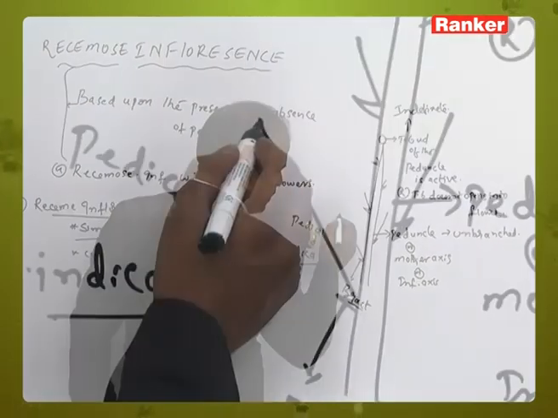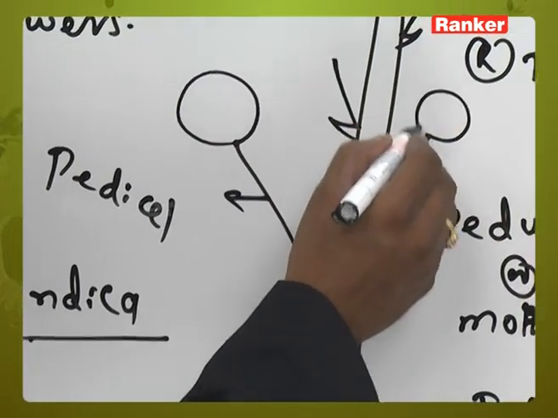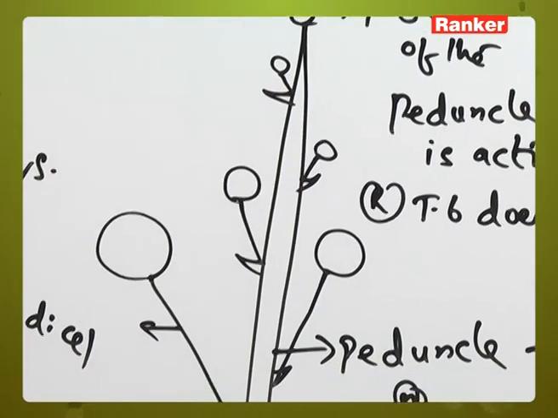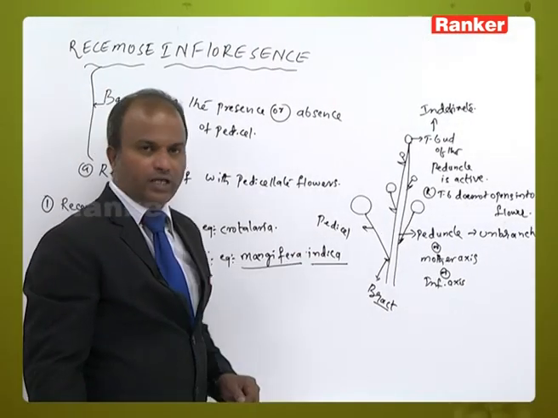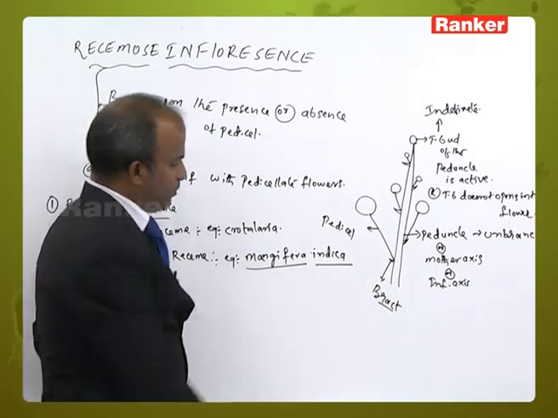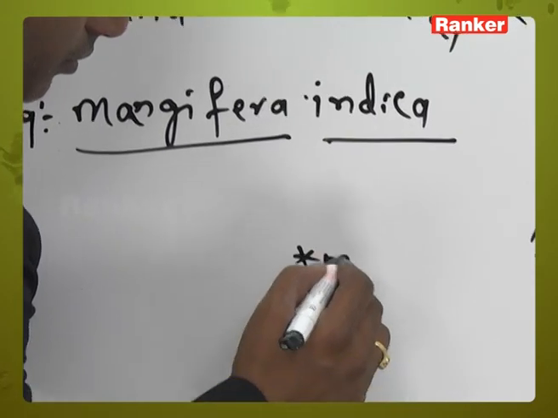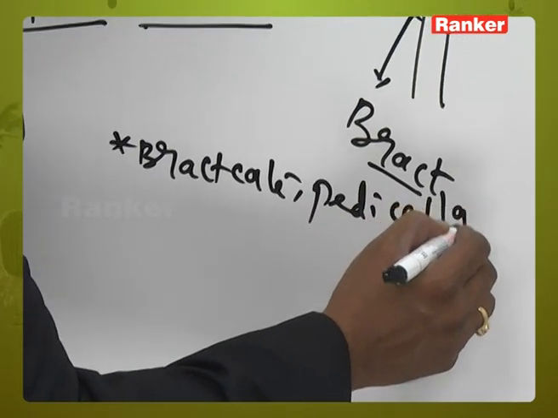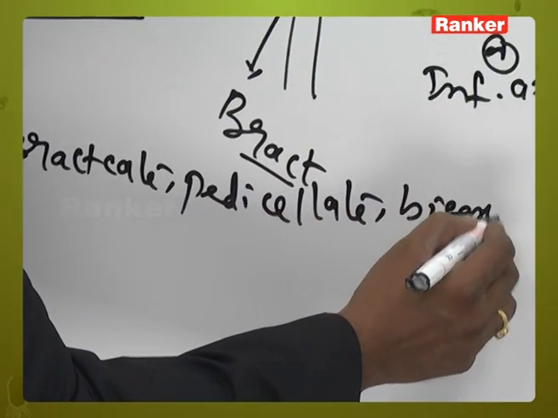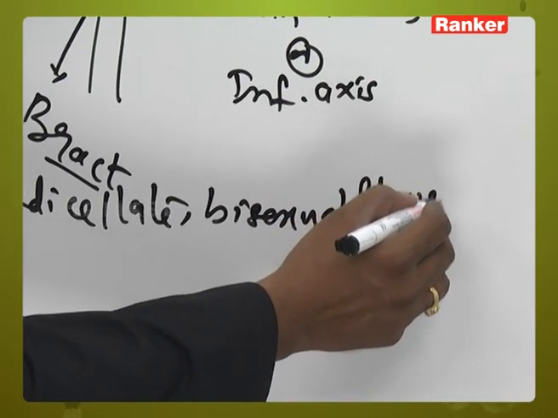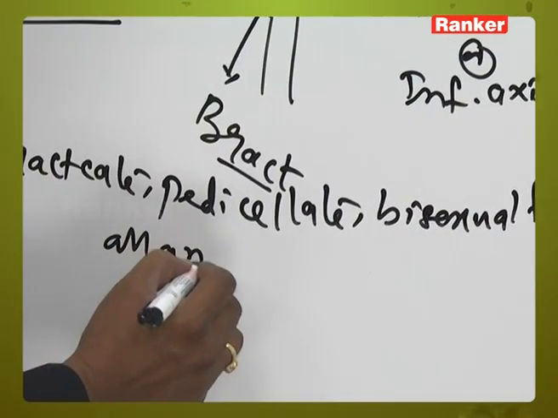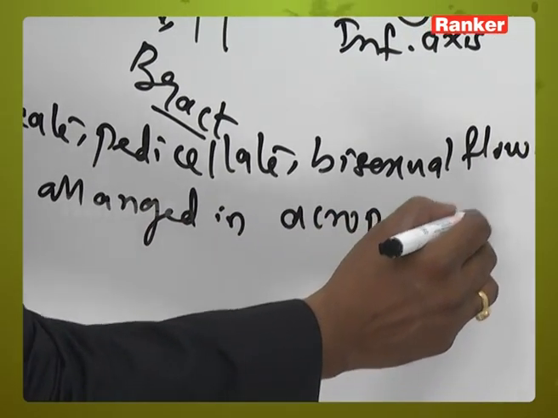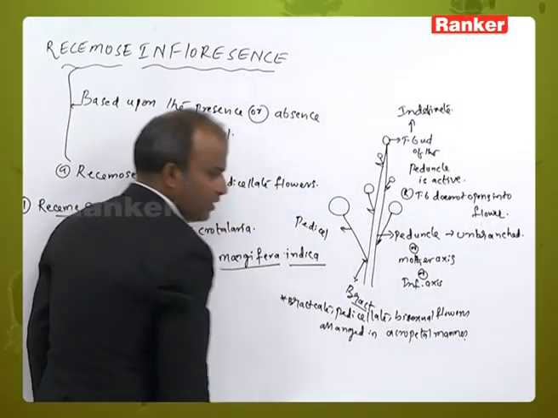And these are bisexual flowers arranged in acropetal manner. Bisexual flowers are arranged in which manner? Acropetal manner. That means on this peduncle: bracteate, pedicellate, bisexual flowers arranged in acropetal manner.